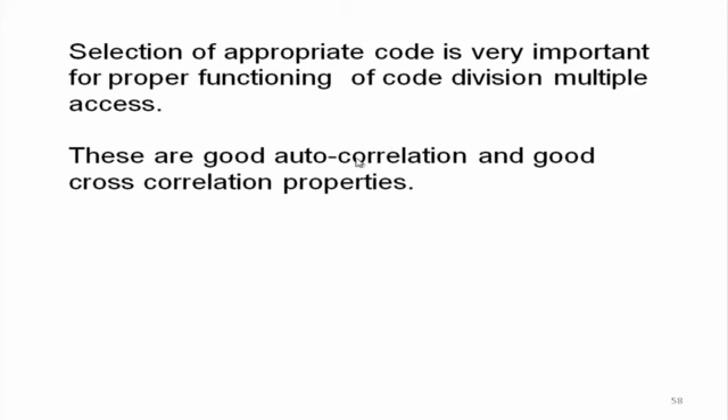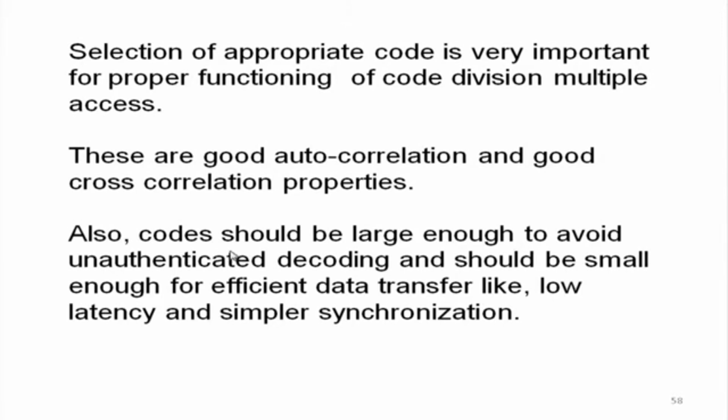Similarly, when you are trying to receive your own code, you should be able to detect it properly. So, side lobes of that, you are familiar with autocorrelation, cross correlation. Also, another issue is that when it is communicating, the code should be large enough to avoid unauthorized or unauthenticated decoding, that is the privacy part. But then the code should be small enough so that efficient data transfer like low latency and simpler synchronization is possible. So, there are certain contradicting requirements.